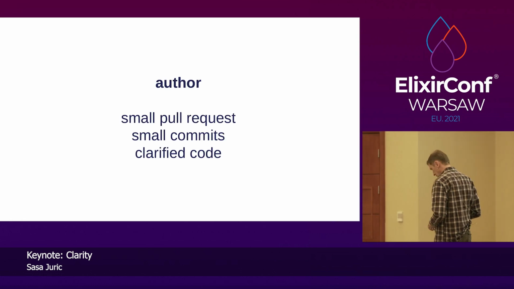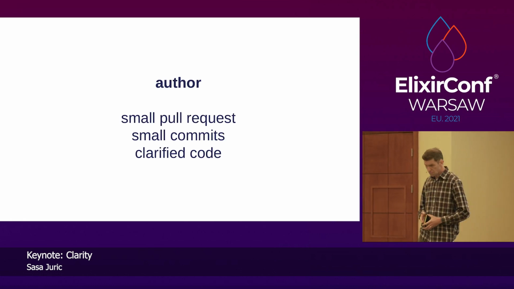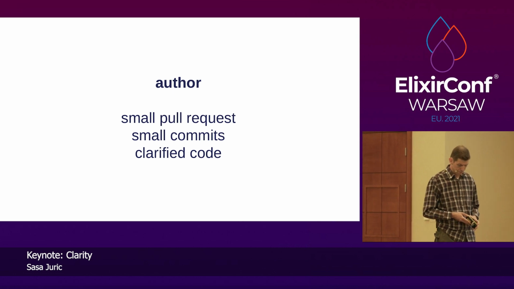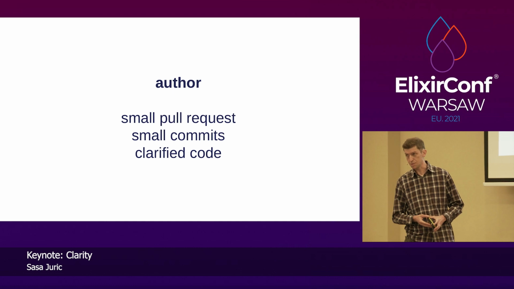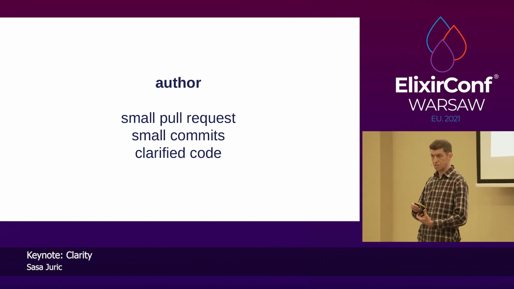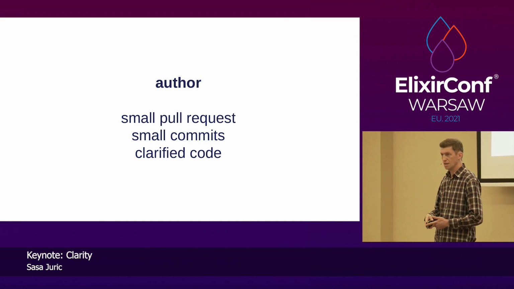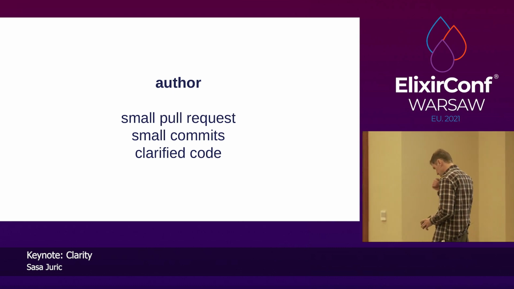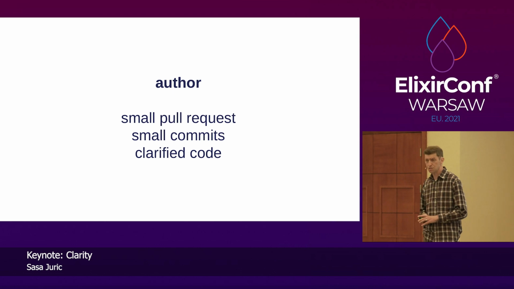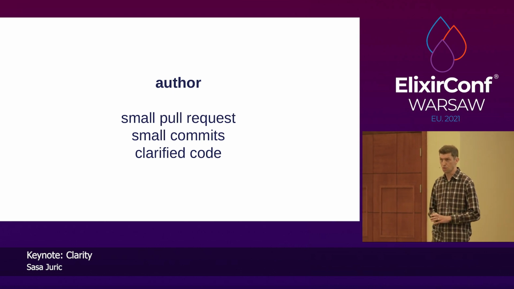And so let's start with the author. Beyond just implementing the feature, an important task of the author is to make the job of the reviewer as easy as possible, because this leads to fast review, fast feedback, and good quality feedback, right? So the reviewer is more likely to spot problems. First and foremost, try to make your pull requests reasonably small, right?